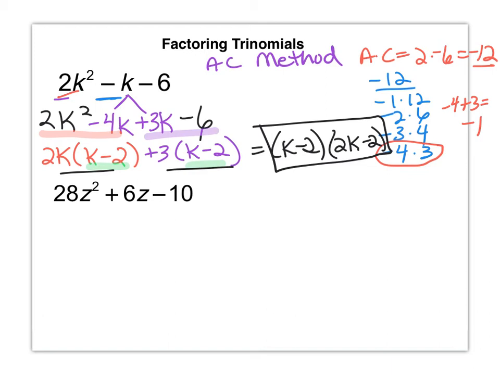Let's look at the next example here. We have 28z squared plus 6z minus 10. I do notice that all of these terms, 28, 6, and 10, are even numbers. So I know right away there's a greatest common factor of 2. I'm going to divide out 2 before I bother to factor the trinomial. When you factor out that greatest common factor of 2, you get 14z squared plus 3z minus 5.